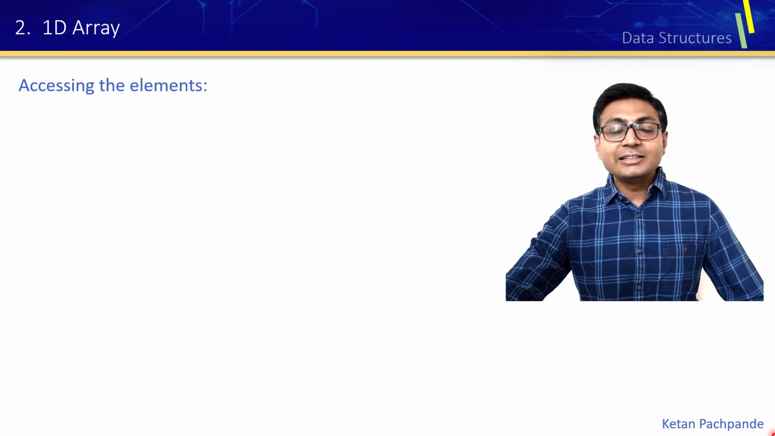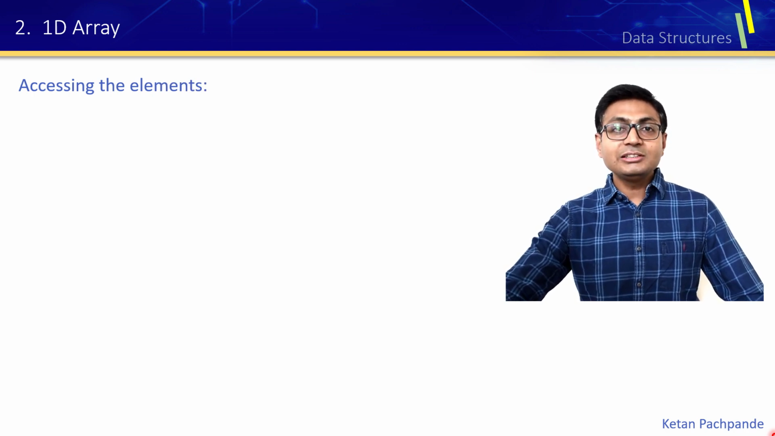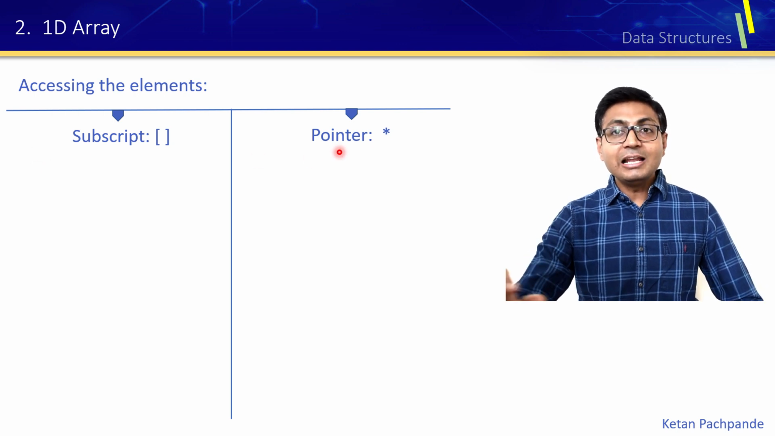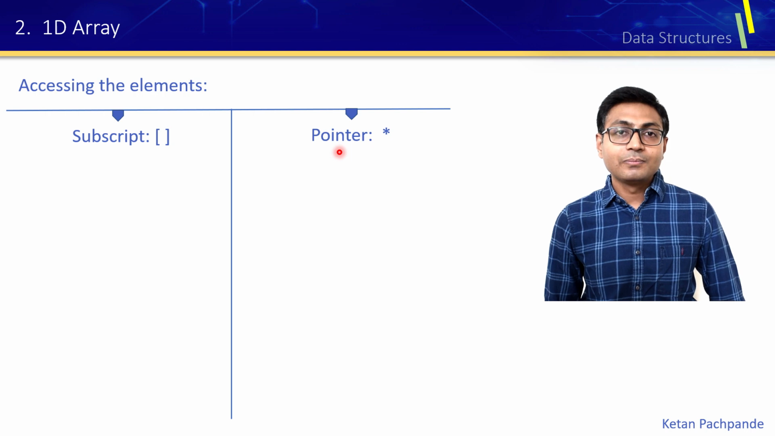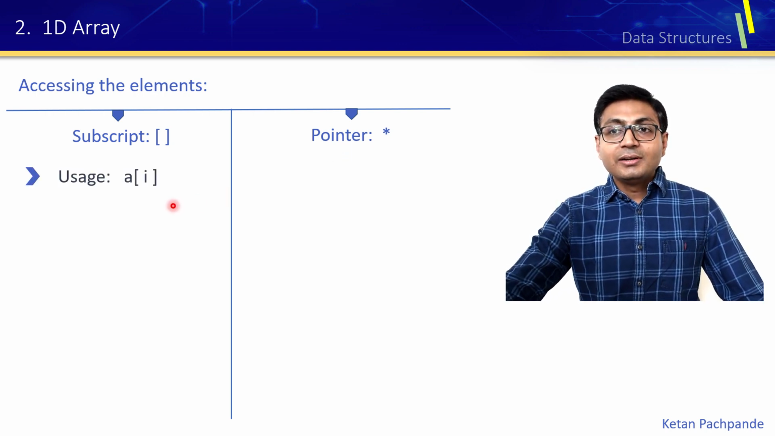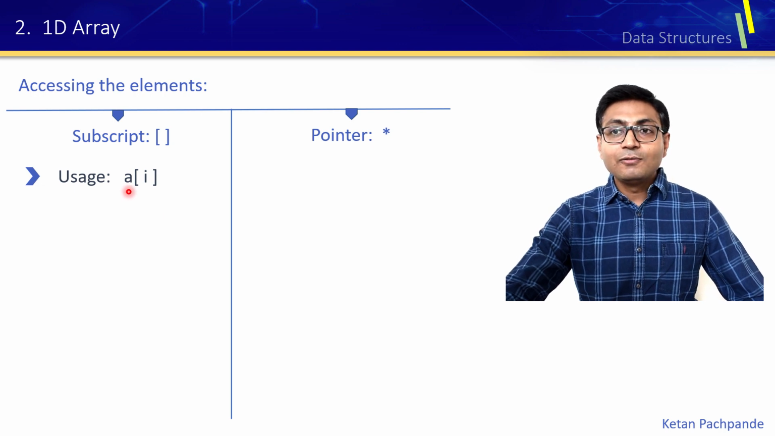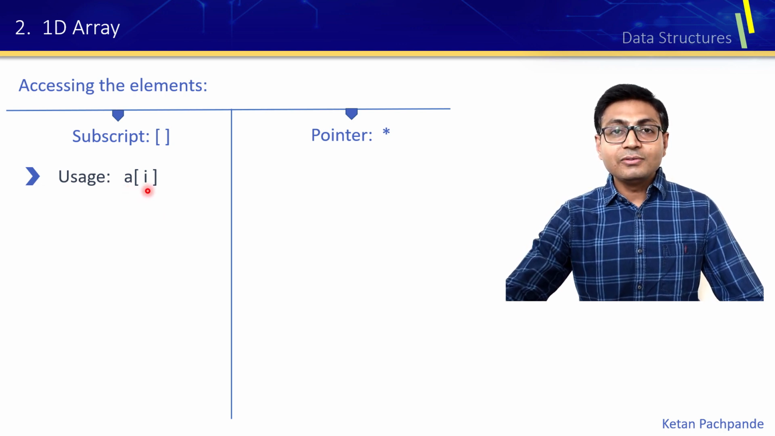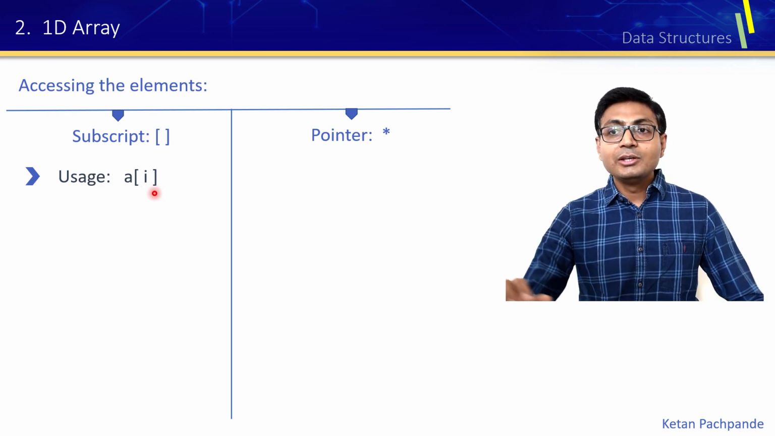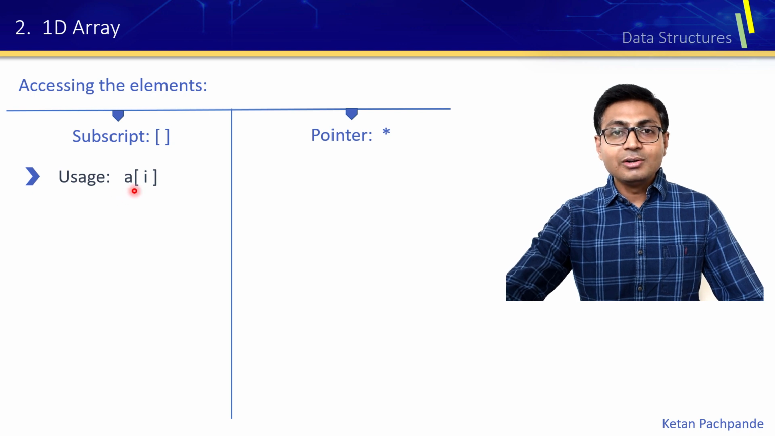So let's see how to access all the elements with respect to this constant pointer. You have two ways of accessing the elements of an array. One is with the help of the subscript, and the other is with the help of a pointer variable which you define. The usage: the name of the array followed by the index of the element. For example, if you define the 5 employee IDs, you can say A0, A1, A2 up to A4.